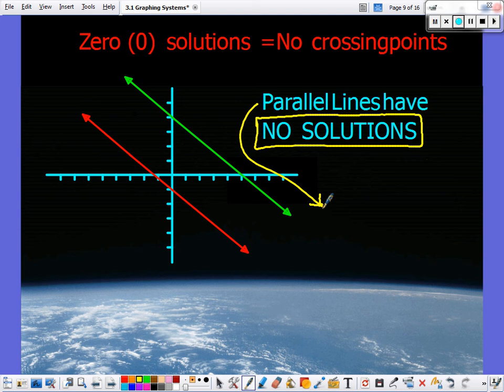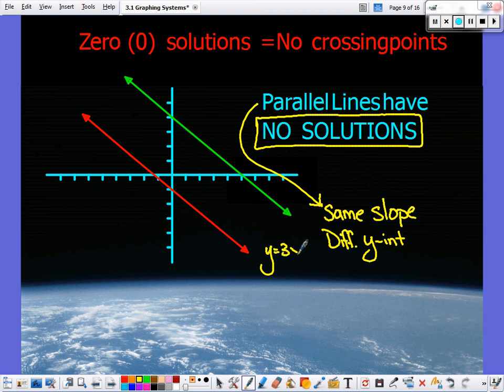Well, if we go back to what we did in chapter 2 and talk about slopes, don't parallel lines have the same slope? So if you have two equations that have the same slope but different y-intercepts, then we're talking about parallel lines. If you put them in slope-intercept form, here's a quick example: y equals 3x plus 4 and y equals 3x minus 2. Notice they have the same slope but different y-intercepts. They're parallel. Therefore, there would be no solution to that system of equations.